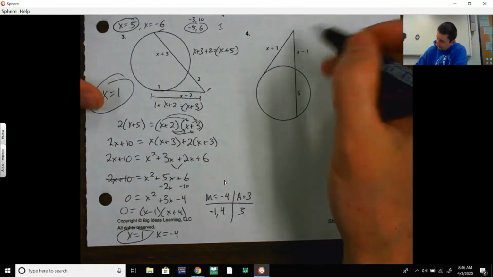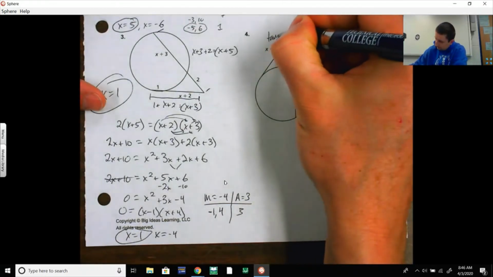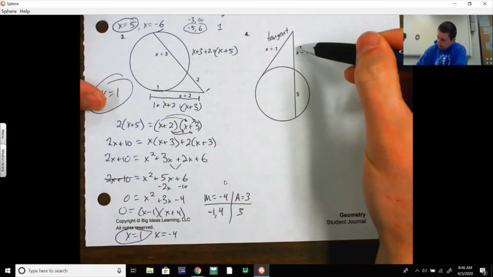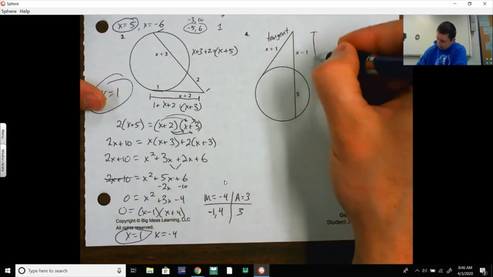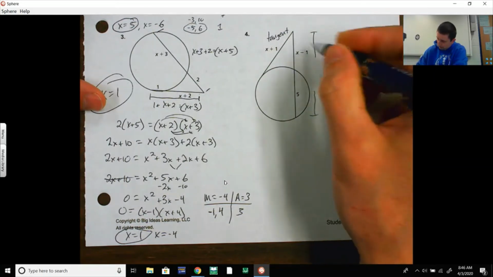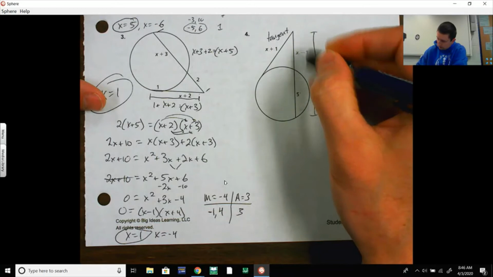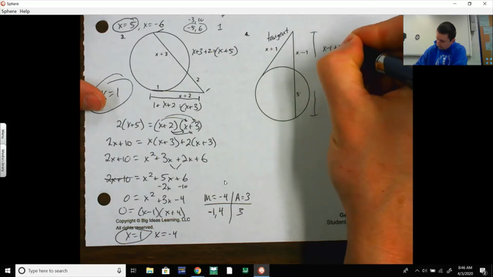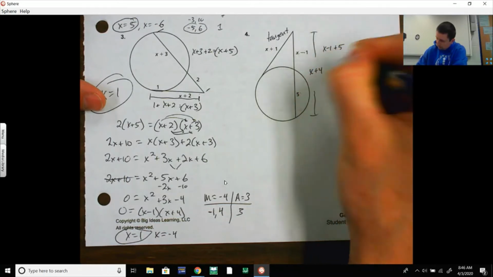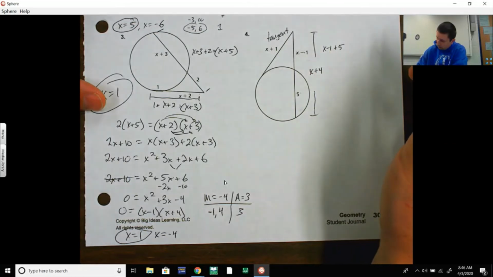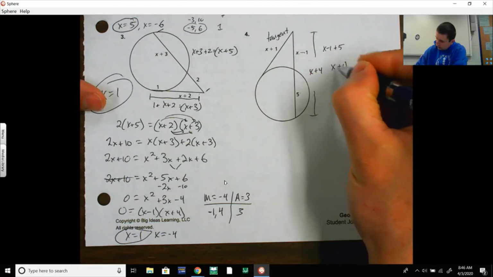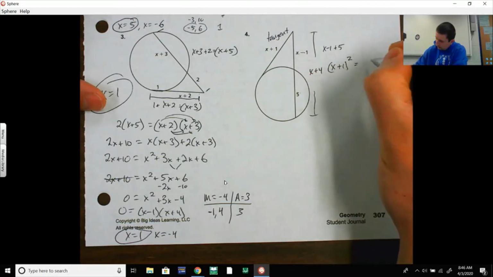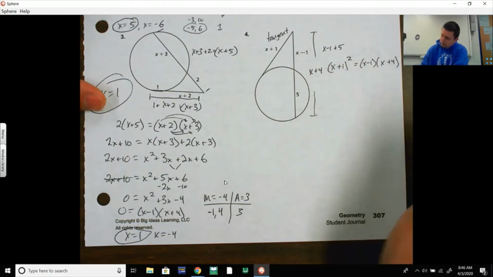So here, this is a tangent, and then we have a secant line. So again, we need the total length. If this is x minus 1 and this is 5, the total length would be x minus 1 plus 5, which would be x plus 4. So our work here, we have to take x plus 1 tangent squared equals external x minus 1 times the total length x plus 4.